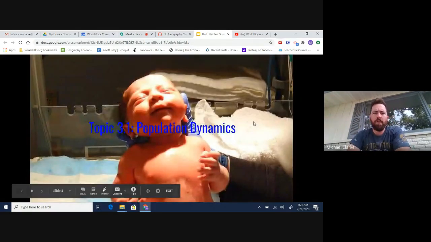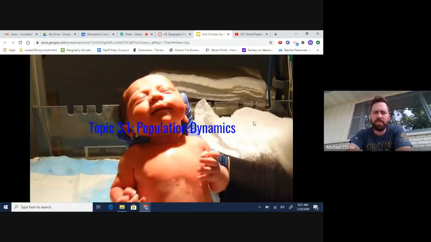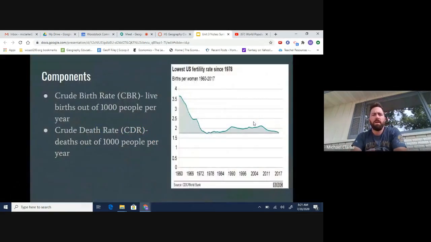All right, so topic 3.1 deals with population dynamics. And so the first thing you need to understand are some technical terms. So 3.1 deals with more of the variables, what causes populations to rise and fall. So a couple things you need to know right off the bat. A couple of the main indicators are crude birth rate, which is labeled CBR, and crude death rate, which is labeled CDR. So crude birth rate is how many babies are born out of 1,000 people.